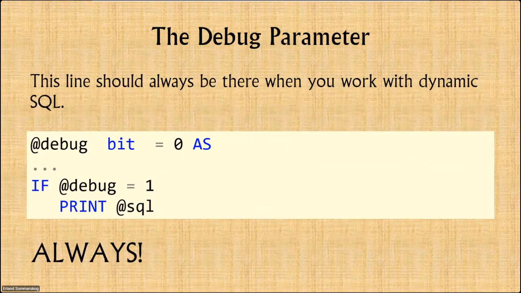But before that, let's talk about the debug parameter. Every time you work with dynamic SQL, you should always have this parameter @debug, defaulted to 0, and then have this statement: if @debug equals 1, print @sql. Always, always, always, because every once in a while there will be a problem in your dynamic SQL. And if you can't see it, you have no idea, you're in a dark room, and you will never be able to understand what went wrong. So you always need this.